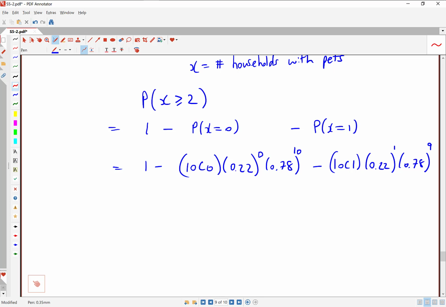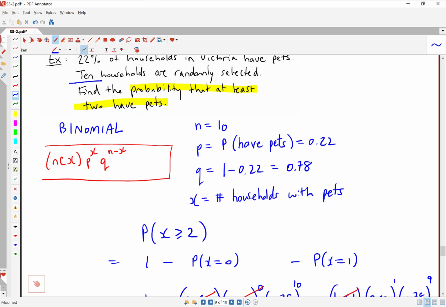Okay, and then let's do a little bit of simplifying here. 10C0 is 1. 0.22 to the 0 is 1. 10C1 is 10. So now we've got something that's a little bit easier to put into our calculator. And remember that both of these terms should be subtracted off because these are both cases that we're trying to discard or get rid of. So let's type everything into our calculator and we'll have our final probability here. It comes out to about 0.68. So about a 68% chance that at least 2 of the households that we talk to will have pets.